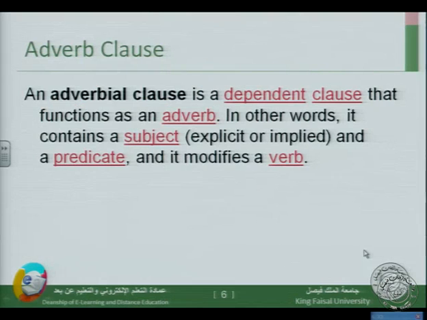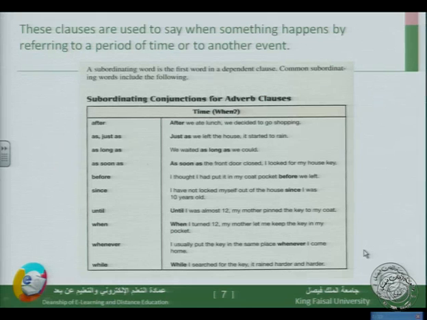Adverbial clause. An adverbial clause is a dependent clause that functions as an adverb. In other words, it contains a subject, explicit or implied, and a predicate, and it modifies a verb. These clauses are used to say when something happens by referring to a period of time or to another event. A subordinating word is the first word in a dependent clause. Here we have some common subordinating words for the adverbs.